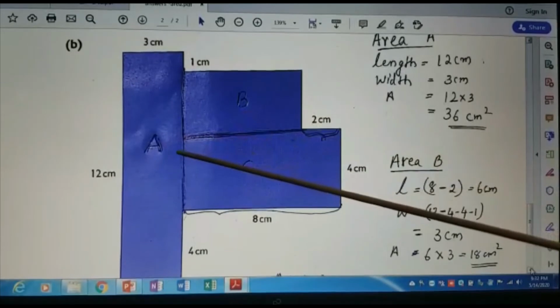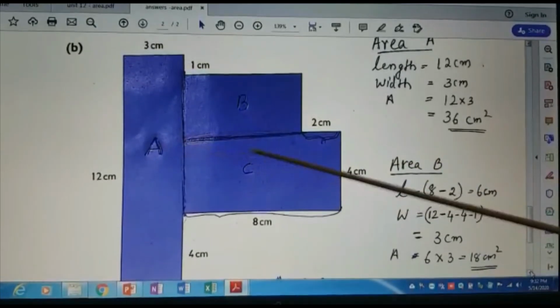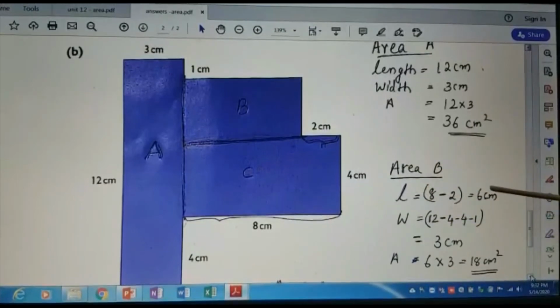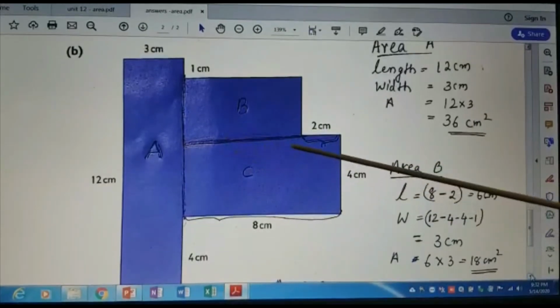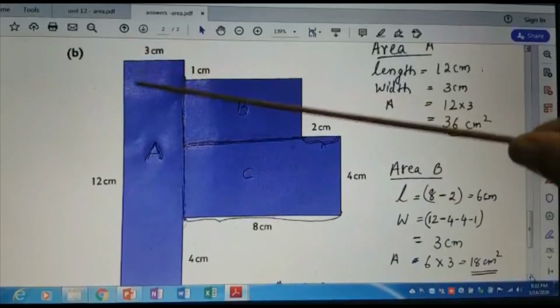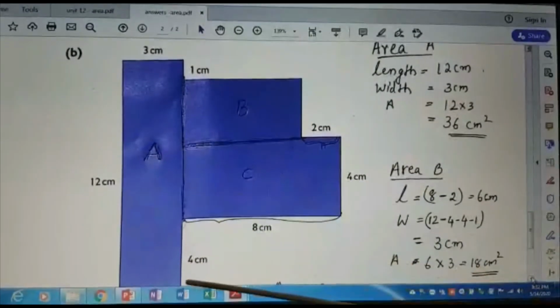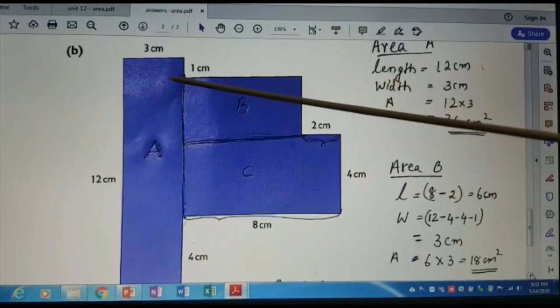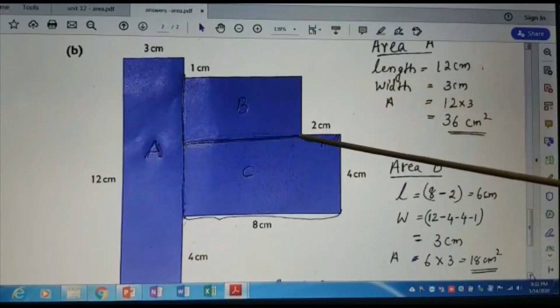So what will be this area? This length. It will be from 8. I need to subtract 2. What is 8 minus 2? It is 6 centimeter. So the length is 6 centimeter. And what about the width? I know the total width is 12 centimeter. And here it is given 4 centimeter and here it is given 4 centimeter and here it is given 1 centimeter. So only unknown is this.